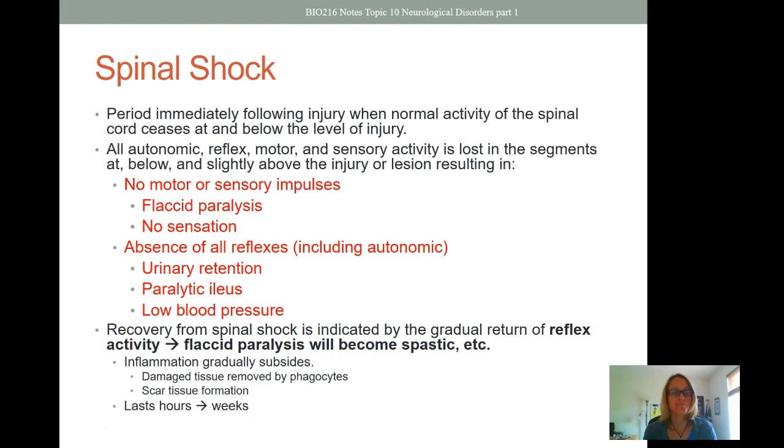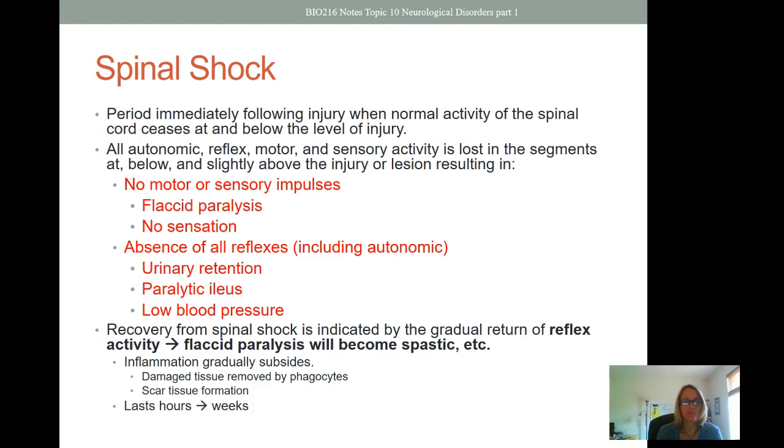So this is going to result in no motor or sensory impulses, resulting in flaccid paralysis and no sensation. During this time, we also have the absence of all reflexes, including autonomic reflexes. So we get urinary retention, paralytic ileus, and a low blood pressure. So this is the period of spinal shock immediately after the injury.